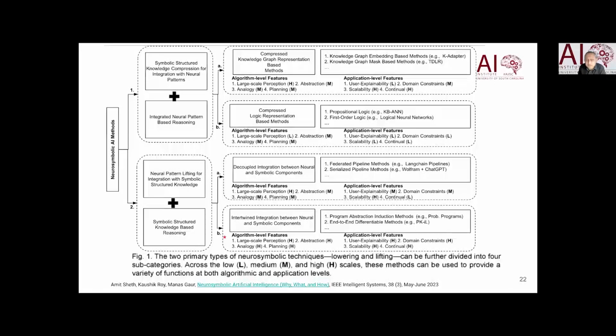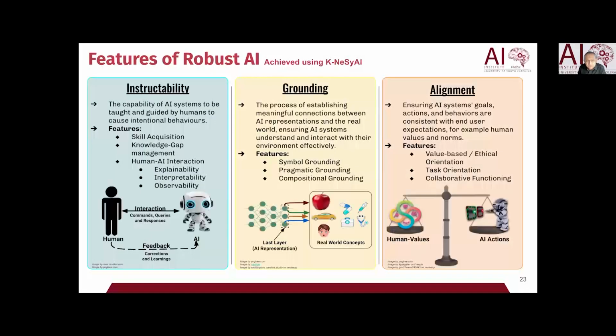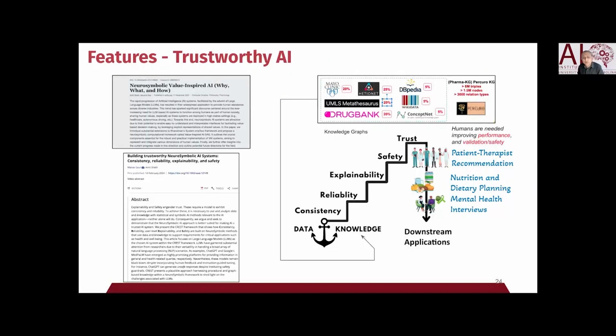I'm just flashing this slide. I won't be able to describe it in detail, but there is a whole class of algorithms that have been developed, and the reference at the bottom discusses this in more detail. Among the most important things to make robust AI are instructability, grounding, and alignment. I'm going to pass on that. And then, building a trustworthy AI requires consistency, reliability, explainability, safety, and trust. We discuss them in a lot more detail in some of the papers. So, okay, I'm going to move on.